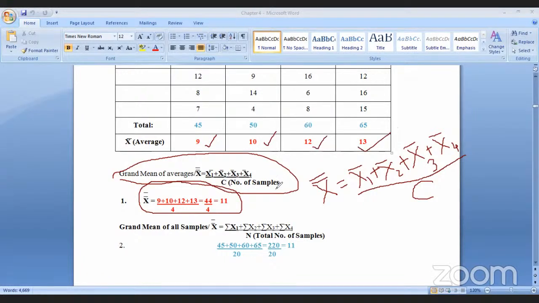So you will get 44 divided by 4, that is 11.